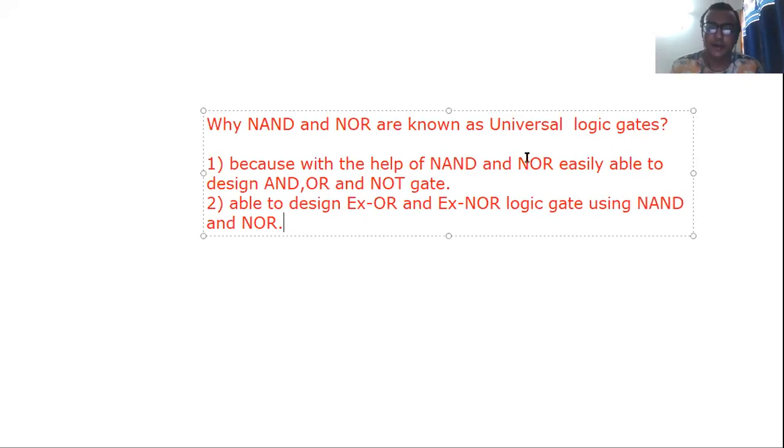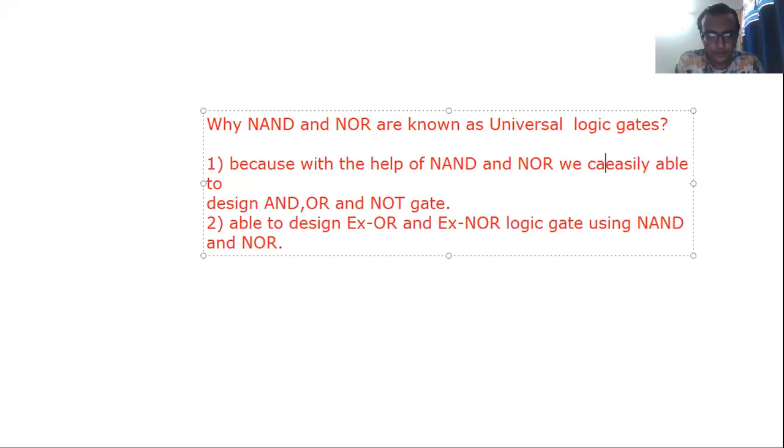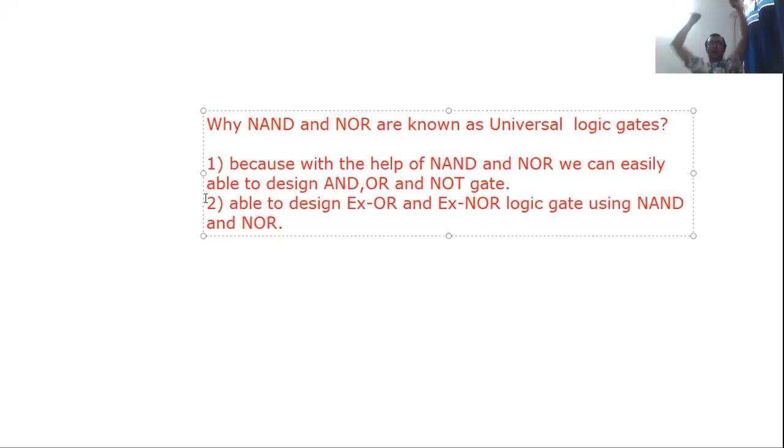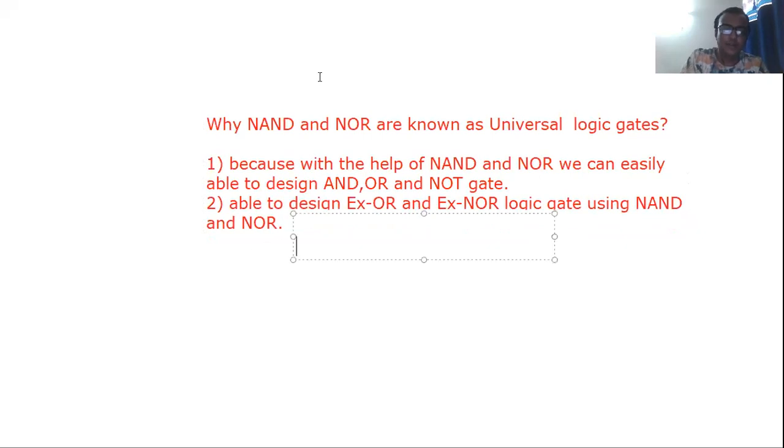That's why NAND and NOR are known as universal logic gates, because with the help of NAND and NOR we can easily design AND, OR, and NOT gates, and also design XOR and XNOR gates. Now, what is the symbol of NAND gate that I have described here?